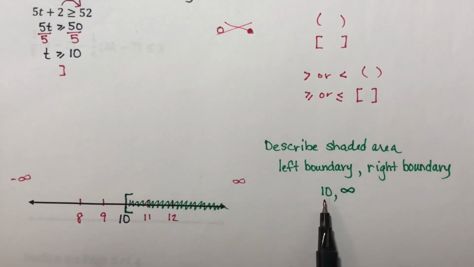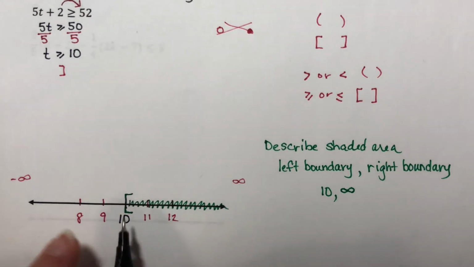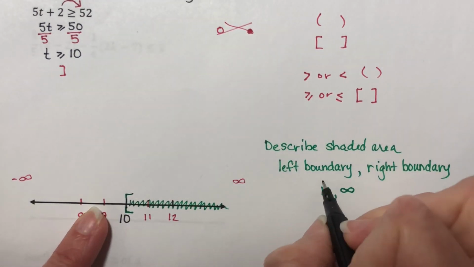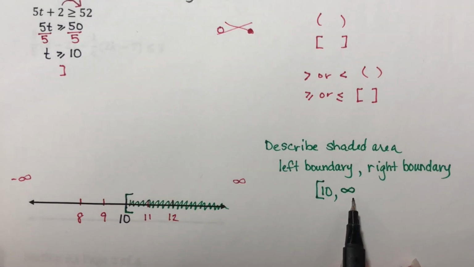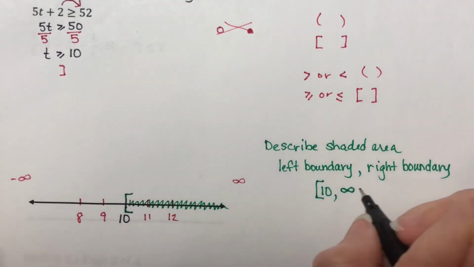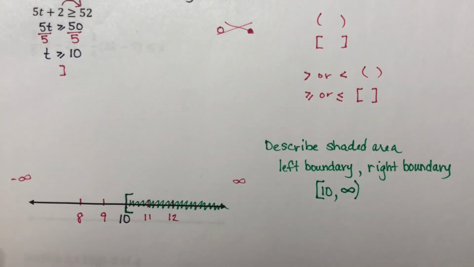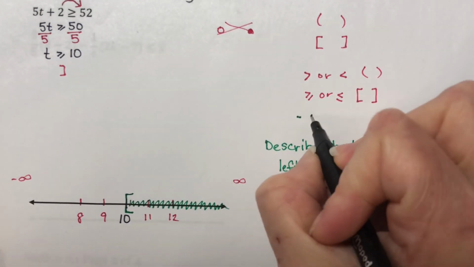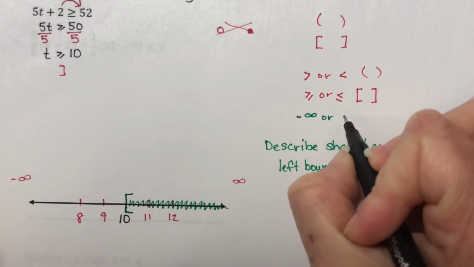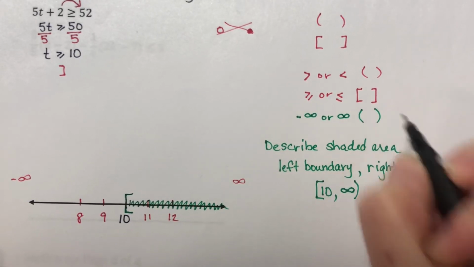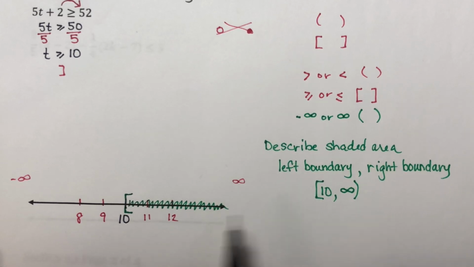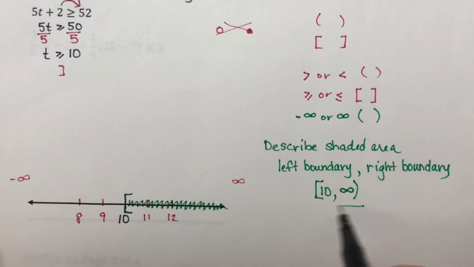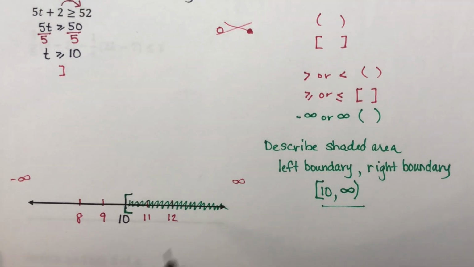Now what symbol do we use on the 10? We use the same one we used on our graph. So this gets a bracket. Now what goes on the infinity? Infinities always get parentheses. If you have a negative infinity or a positive infinity, you're going to use a parenthesis by it. Now we only worry about these when we're talking about the interval notation. We don't put those on the graph. Okay? So this is my answer in interval notation, and this is my answer as a graph.